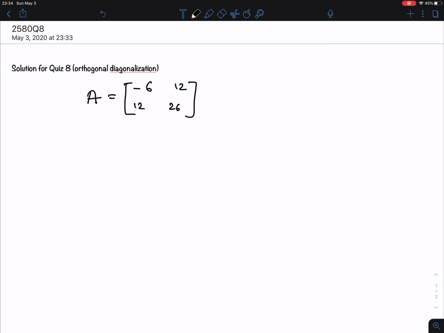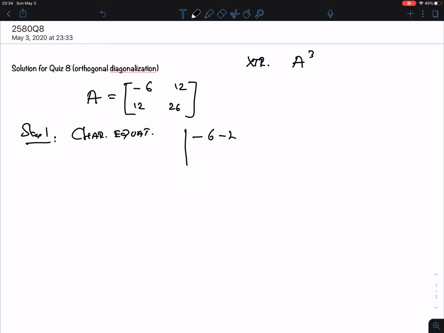It's a quiz and a bit for extra credit, so the extra credit was to find what A cubed is using this diagonalization method, not just working it out. I would not give points for that. Okay, step 1. The characteristic equation. That's perhaps where the most calculation goes into.